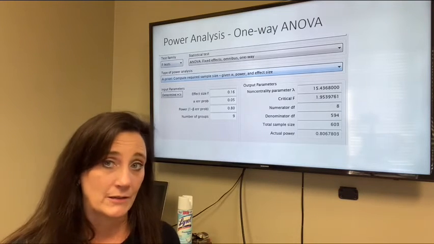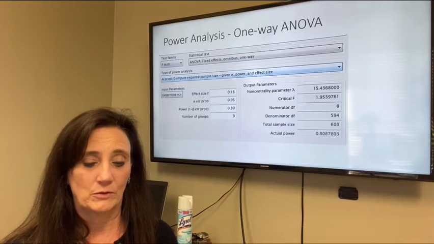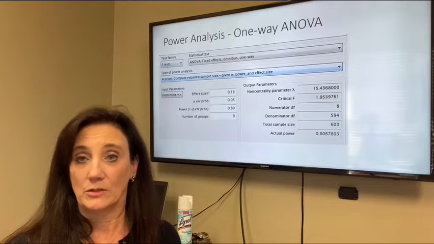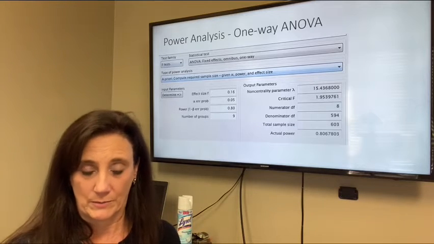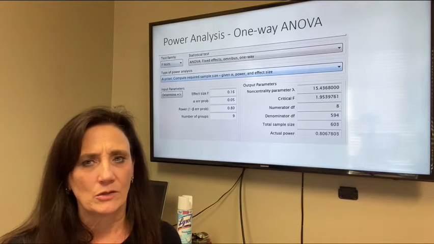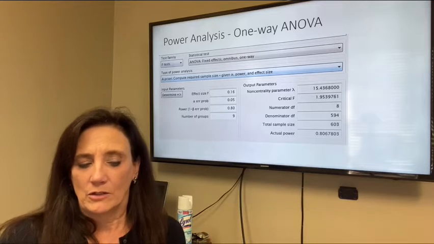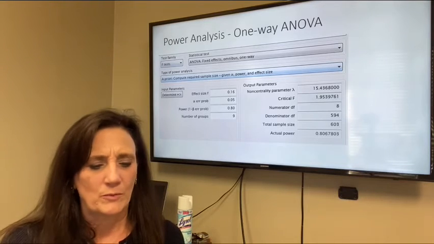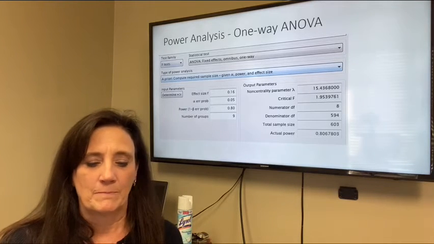You can have an unequal number of people in the groups. It's probably going to result in you needing a few more people in your sample size to achieve the power that you need. But that's just a guess. You have to put your information in. You know, all of that's going to be driven by effect size too. So put your information in and see what happens.